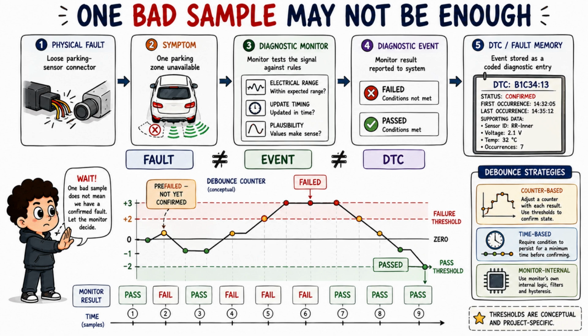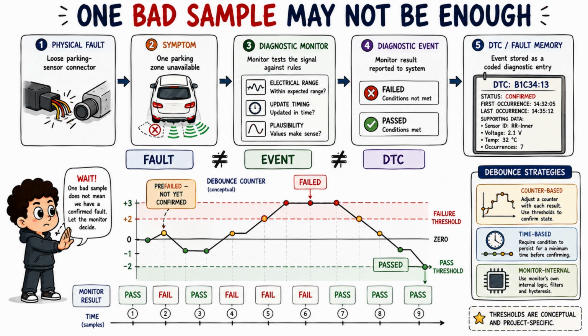Return to the parking sensor. During one monitoring cycle, the signal briefly leaves its valid range. That might be caused by electrical noise, a supply transition, or a temporary communication disturbance. Confirming a fault immediately could create a false diagnostic record. The system therefore may use debouncing.